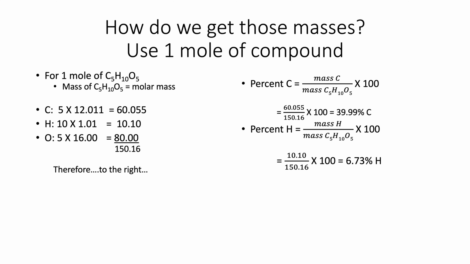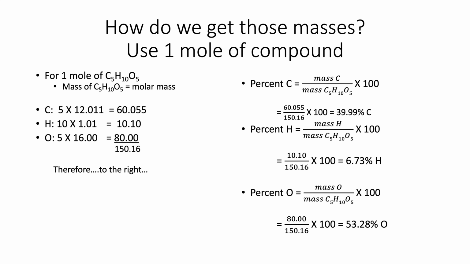The percent hydrogen, similarly, is going to be the mass of the hydrogen over the mass of the whole thing. The hydrogen is 10.10 and the whole thing, so 6.73% hydrogen. And then lastly, the percent oxygen, just like on the previous slide. Taking the numbers from over here on the left, the 80 over the whole thing times 100, 53.28%. That's how you calculate them. And you'll note that the percentages do add up to 100%.